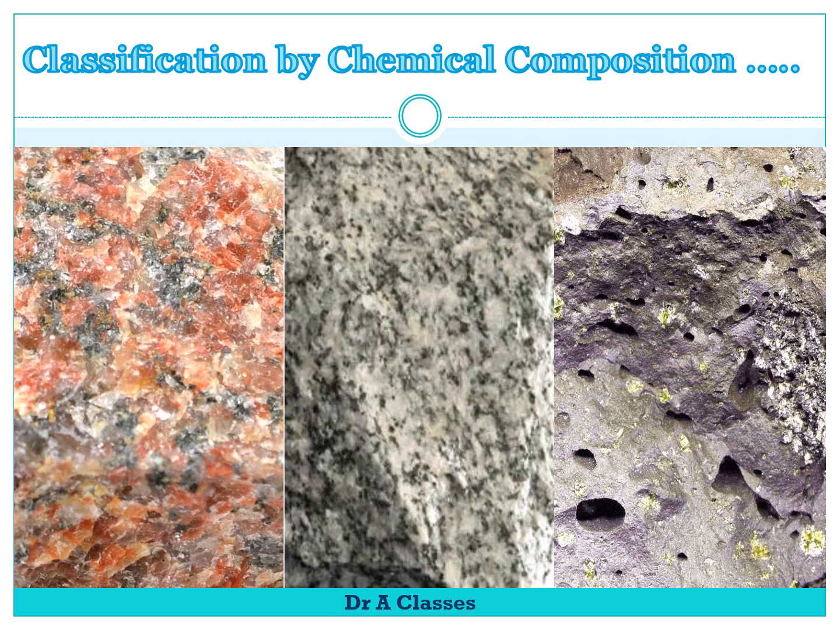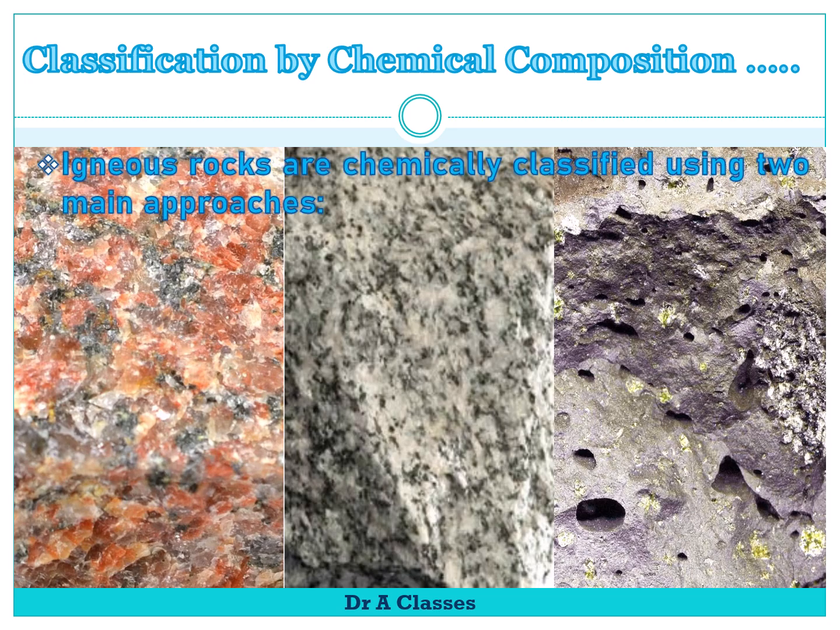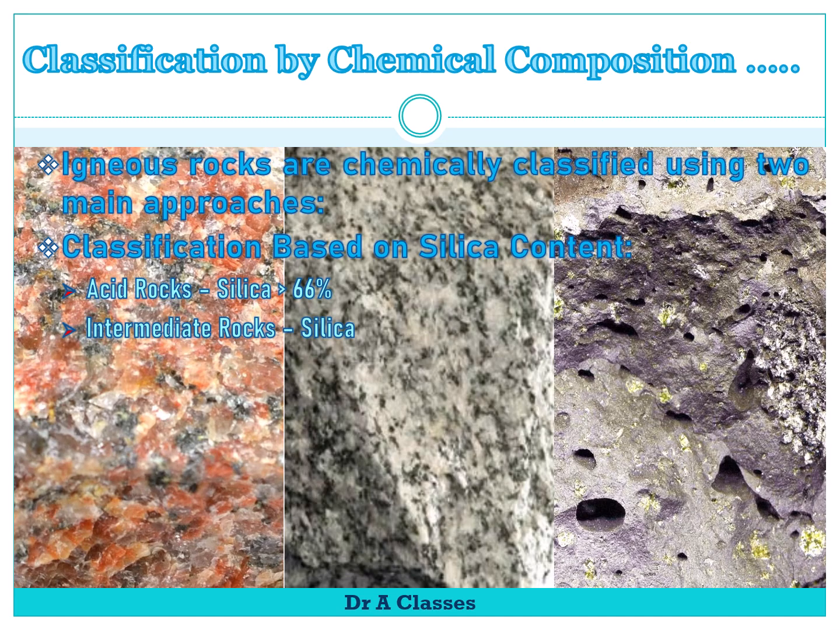Classification by chemical composition. Igneous rocks are chemically classified primarily based on their silica content, which greatly influences their mineral composition and texture. The first method divides rock into acid, having more than 66% silica, intermediate, having silica between 55 to 66%, basic, consisting of silica between 44 to 55%, and ultrabasic, having silica less than 44%. But it's important to understand that these boundaries are somewhat arbitrary and not always reflective of the actual mineralogy.